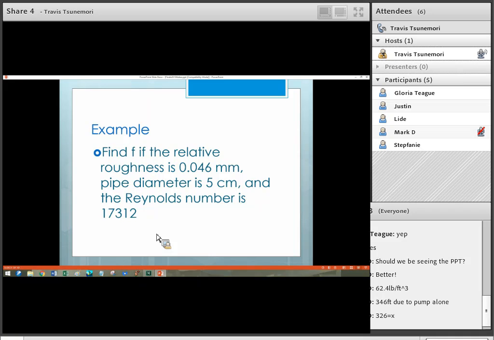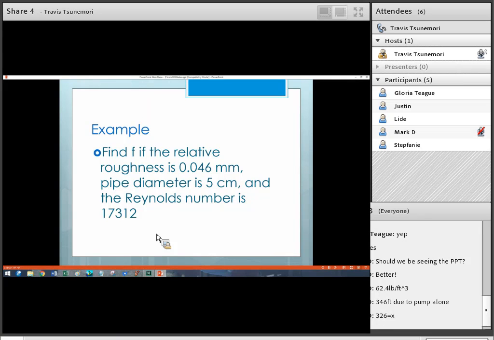So the first thing to do is orient yourself to your chart, and where you see the 10 to the 4th, that's really like 1 times 10 to the 4th. And then you go to the right and you get 2 times 10 to the 4th, 3, etc. So if we have 17,312, that's 1.7 times 10 to the 4th. So we're going to be right before the 2 times 10 to the 4th.